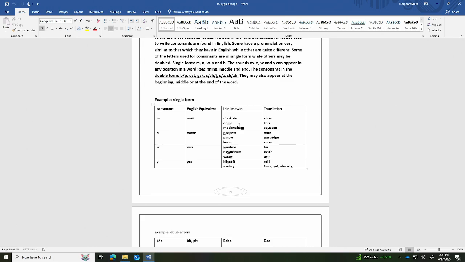And the consonant Y, yes. So in Nimuan one would be kiapit, meaning still. Asay, meaning yet or already.